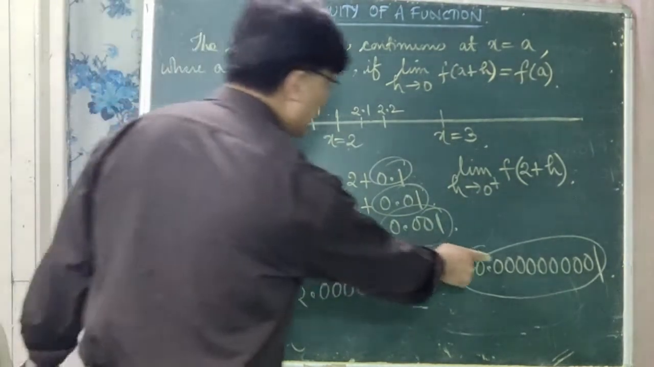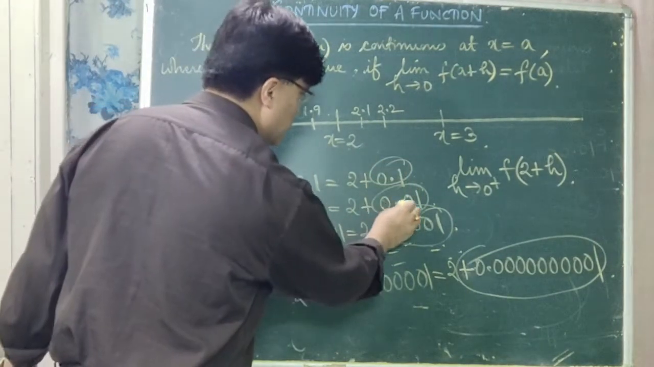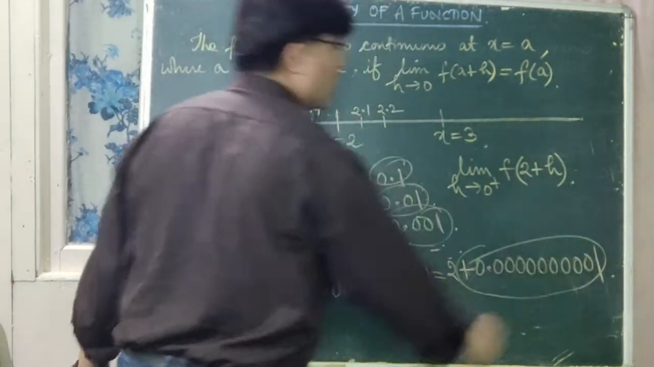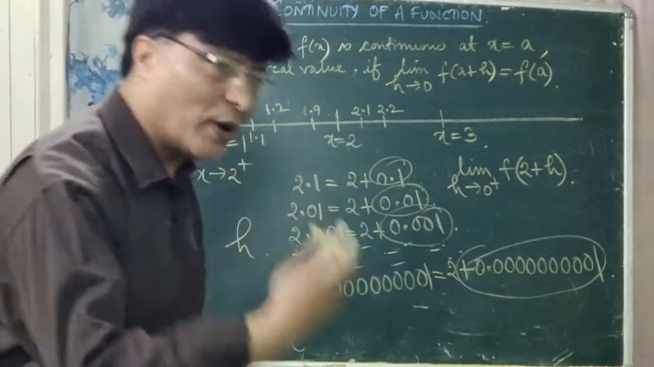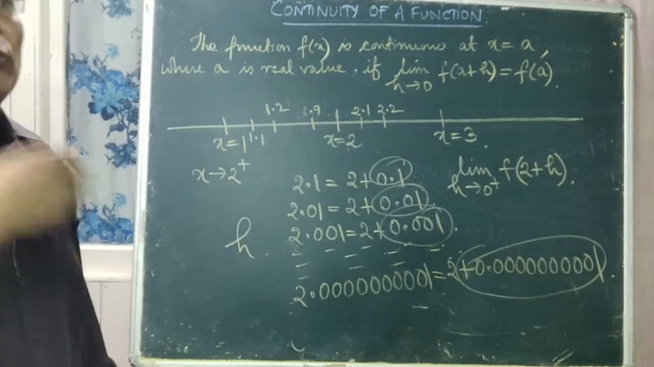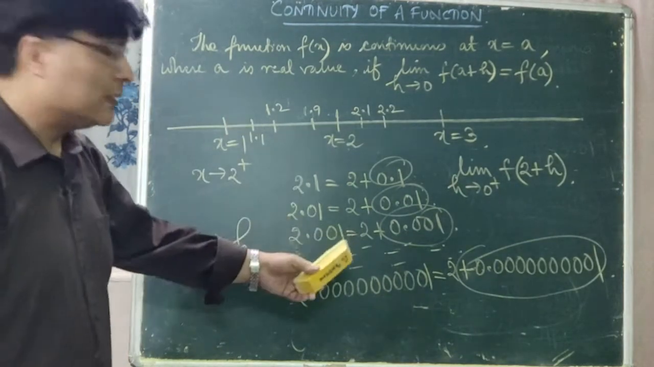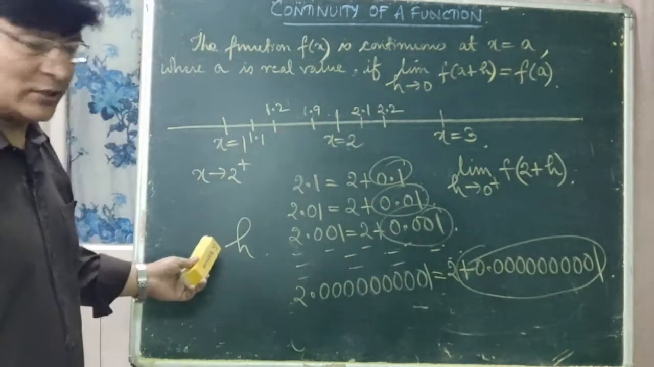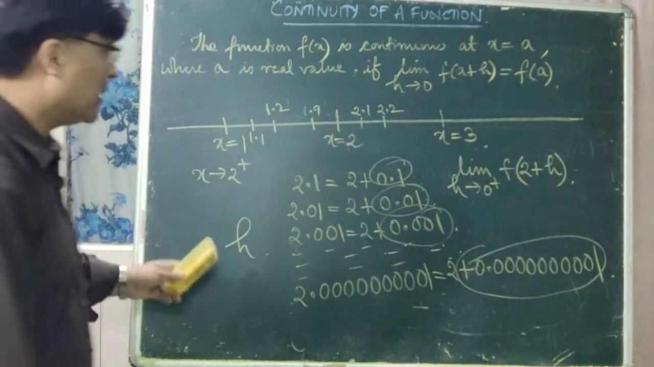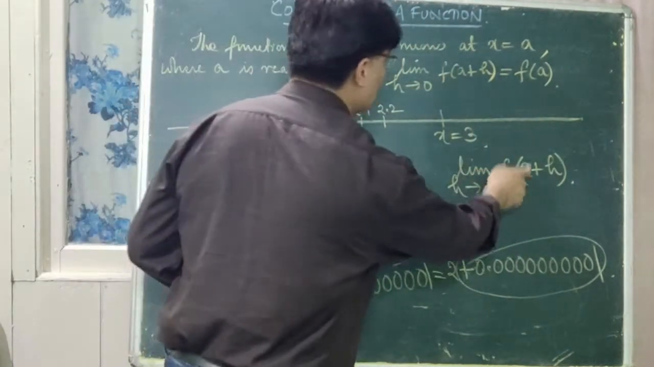So here h is a very small positive quantity. So here h can be 0.1, 0.01, 0.001, and so on. You may have infinite values of h. So we can take these numbers as h. Here h tends to 0 from the right hand side. So that's why we will write here limit h tends to 0 plus f of 2 plus h. Instead of 2 you may write a also.